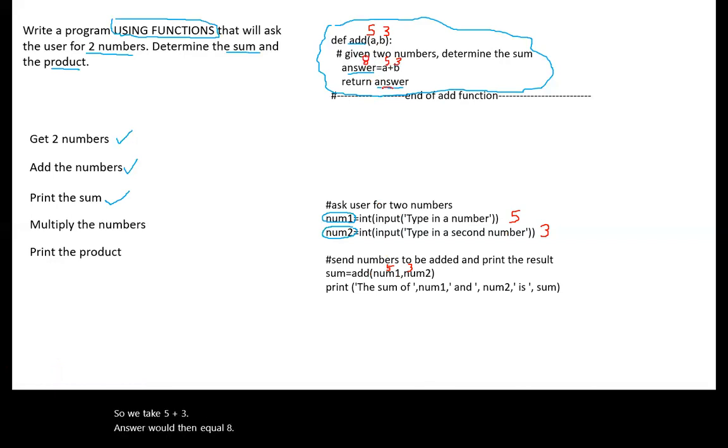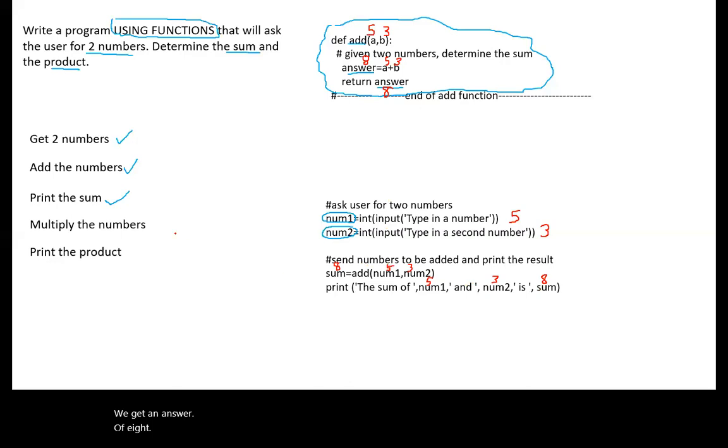We return that answer of 8 in the main line. So it's the answer that gets returned over here. So when we print the sum of 5 and 3, we get an answer of 8.